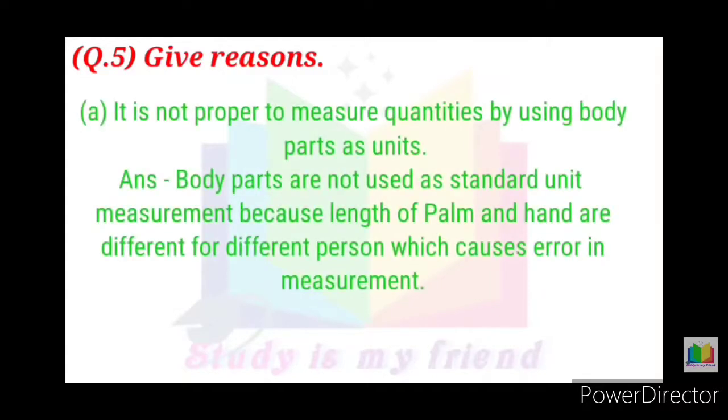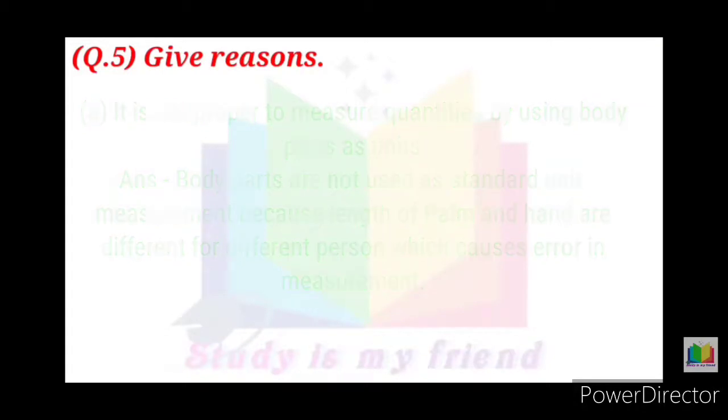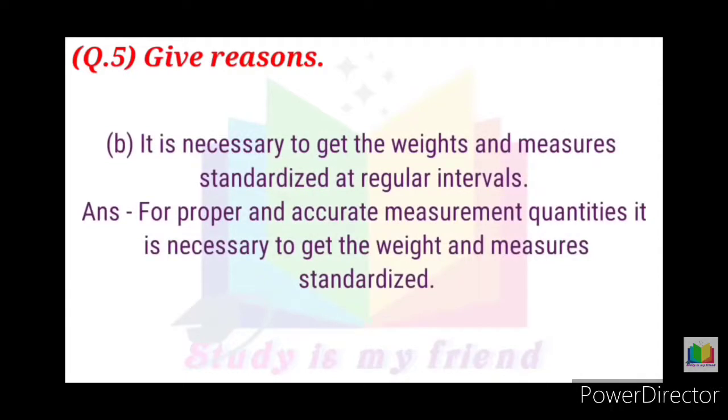Question 5. Give reasons. A. It is not proper to measure quantities by using body parts as a unit. Body parts are not used as standard units of measurement because the length of a palm and hand are different for different persons, which causes error in accurate measurements. Question 5b. It is necessary to get the weights and measures standardized at regular intervals. For proper and accurate measurements, it is necessary to get the weights and measures standardized.